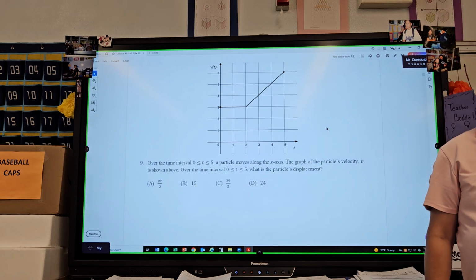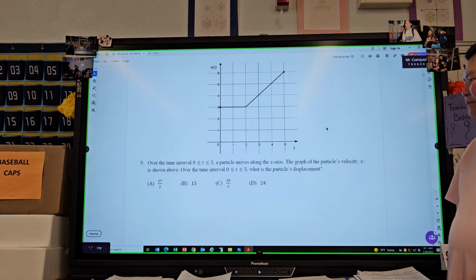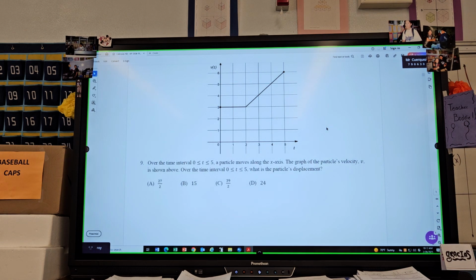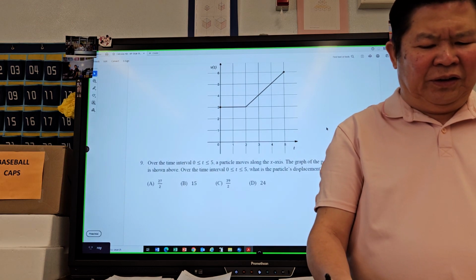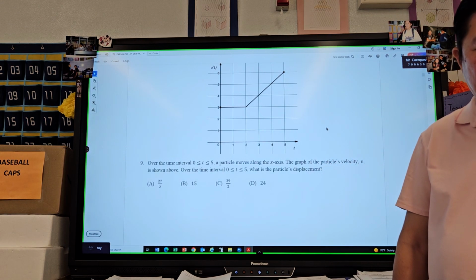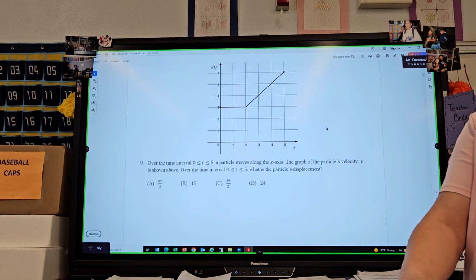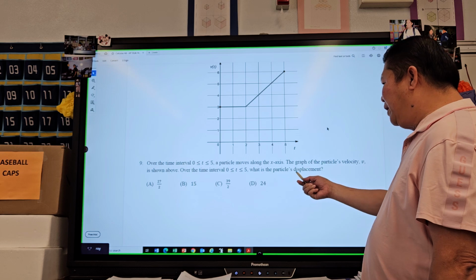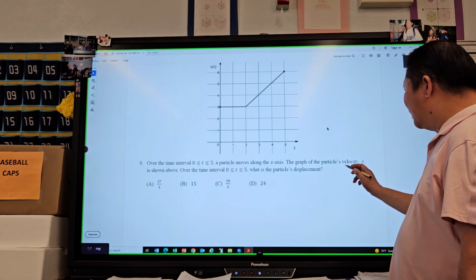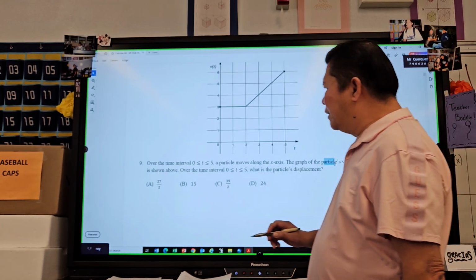So, from 0 to 5. A particle moves along the x-axis. The graph of the particle's velocity v is shown above. Over the time interval 0 to 5, what is the particle's displacement? Displacement. Okay. So, what are the options for this displacement? 27/2. Okay. 50. So, it's gonna be velocity. Okay, particle's velocity.